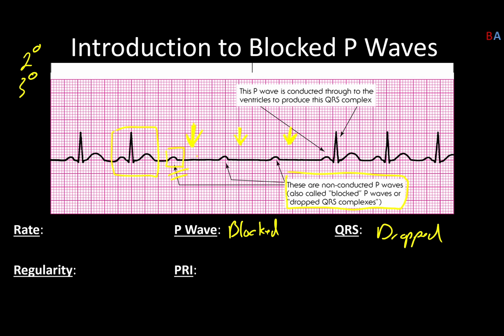And for those who are curious, this one here is a second degree AVB Type II. And the reason this one is a Type II is because the PRI is the same every single time. You just have a series of beats that fell through.